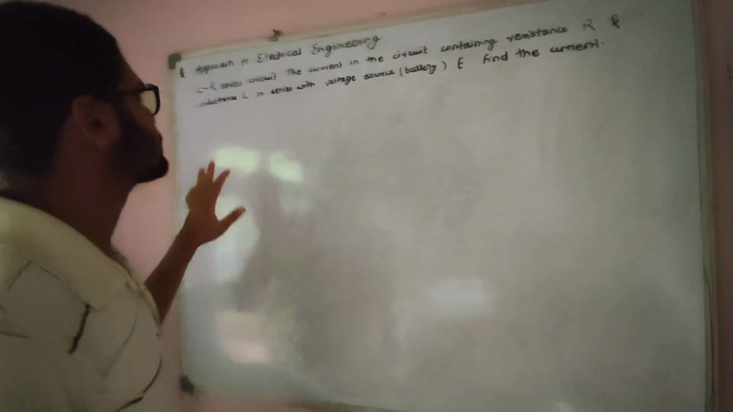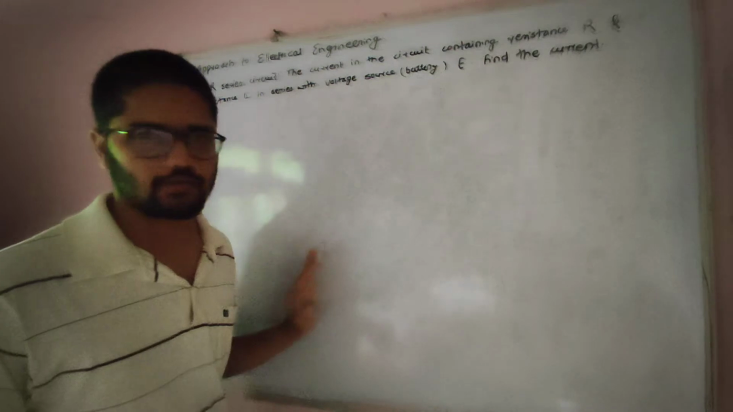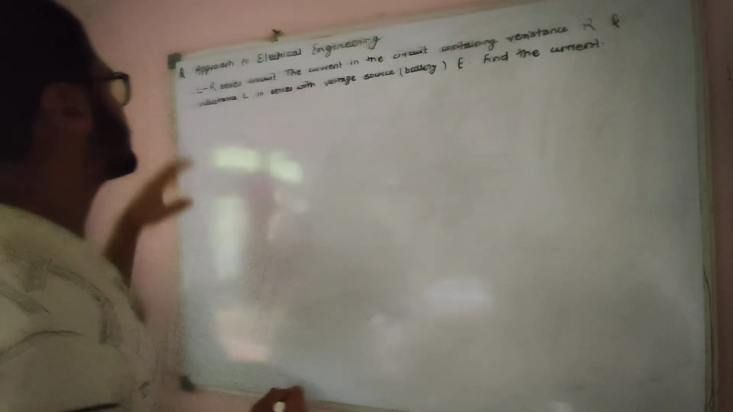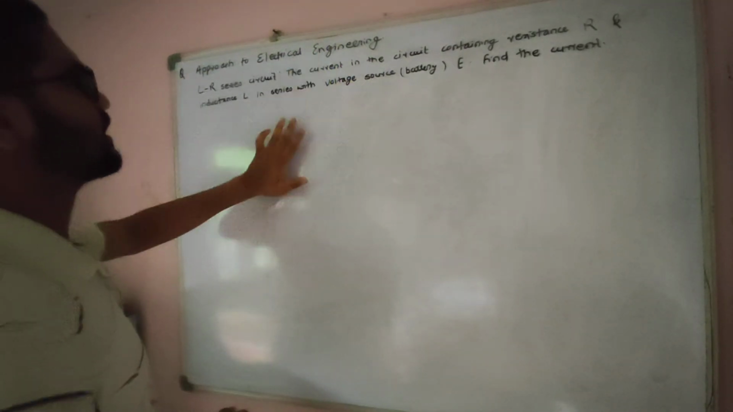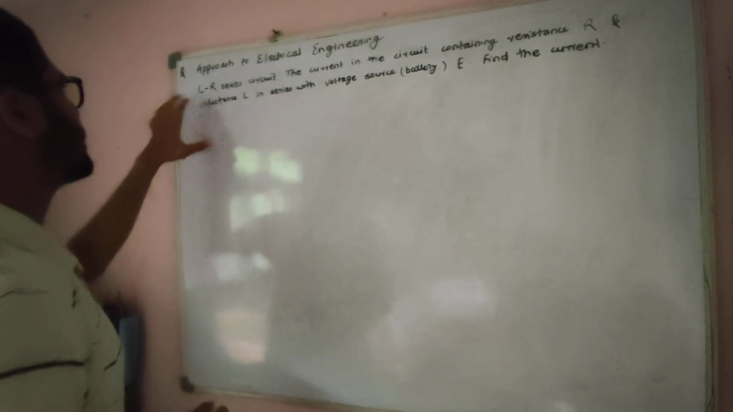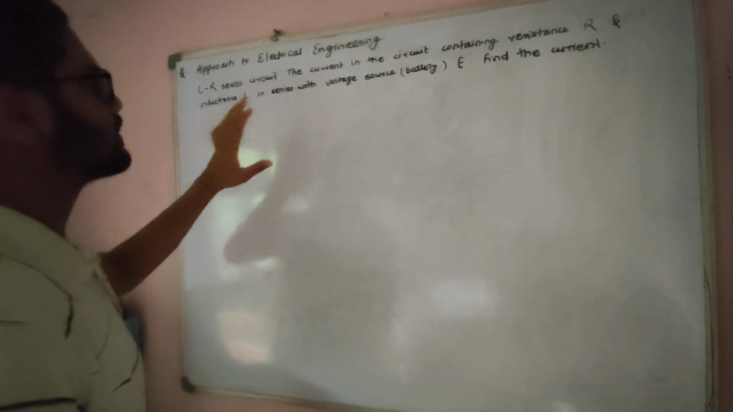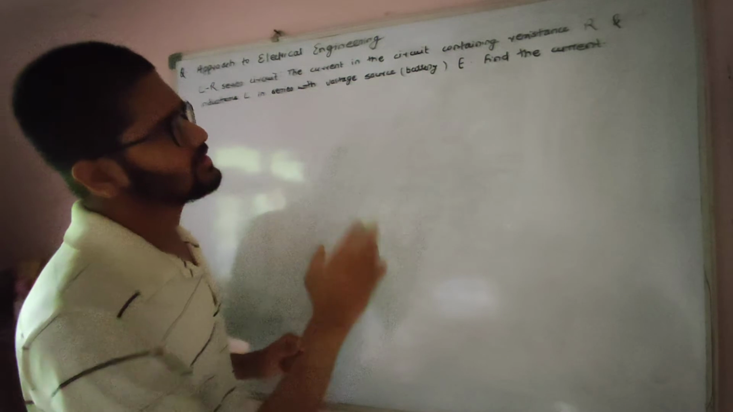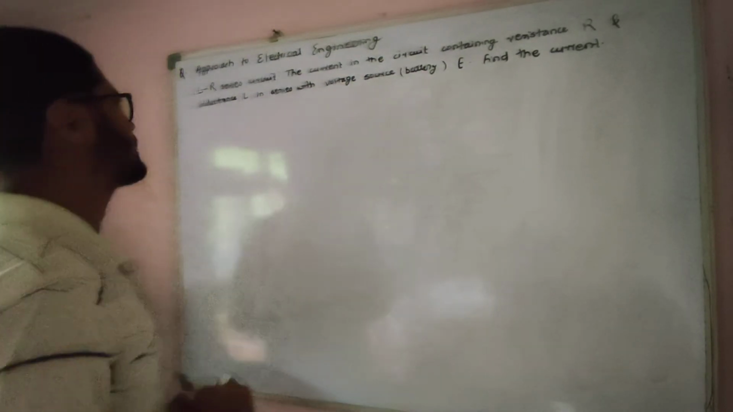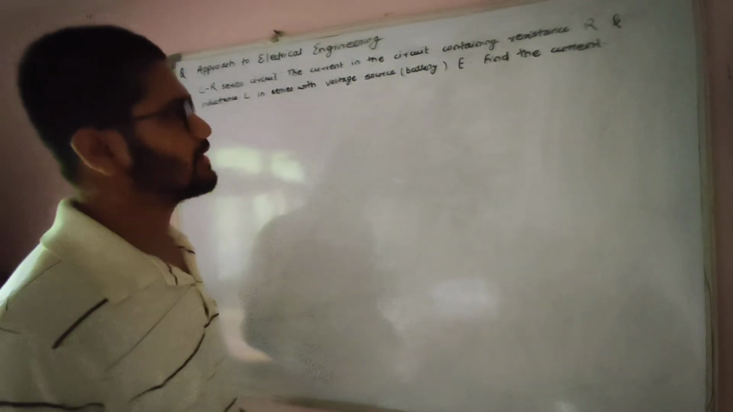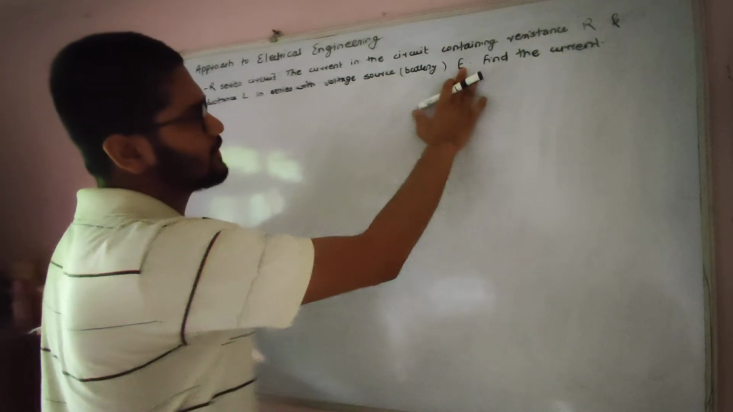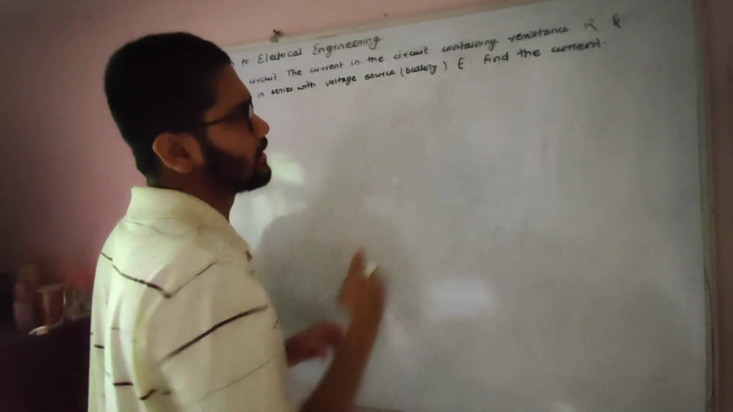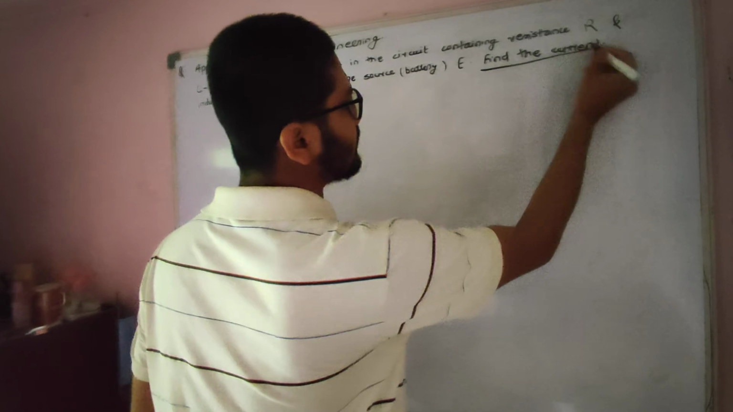So here we are going to solve a problem from the application of differential equations, and our topic is the approach to electrical engineering. I'll first read out the question. We are given an LR series circuit. The current in the circuit contains resistance R and inductance L in series with a voltage source battery, and the EMF is given as E, and we have to find out the current.